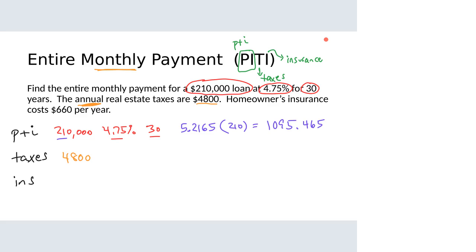Perfect. Ashley, Cameron, you're exactly right. We'll divide that by 12 to figure out how much we pay each month. And so that's 4,800 divided by 12 is $400 every month.